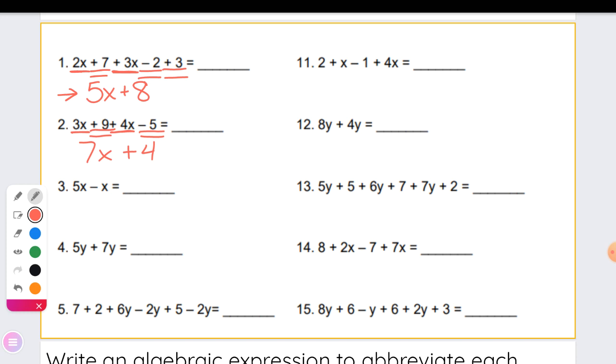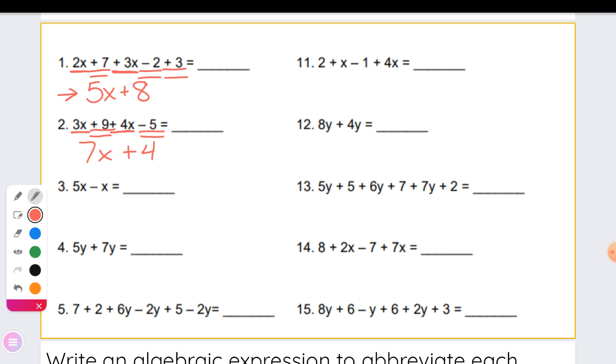Common wrong answer, 11x. How did they get 11x? Sophie? They added. Why can't I add 7x plus 4? Nolan? They're not like terms.